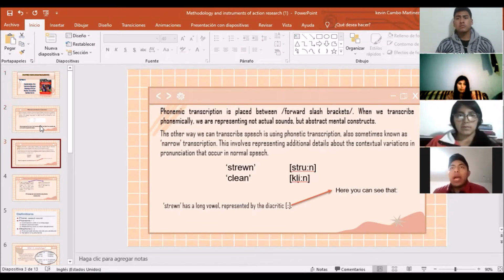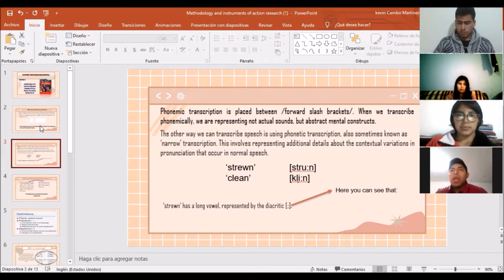The other way we can transcribe speech is using phonetic transcription, also sometimes known as narrow transcription. This involves representing additional details about the contextual variation in pronunciation that occurs in normal speech. Here you can see that "string" has a long vowel represented by the diacritic.